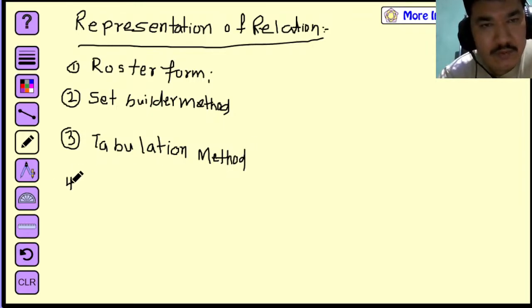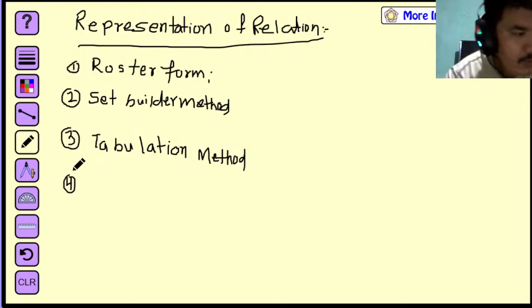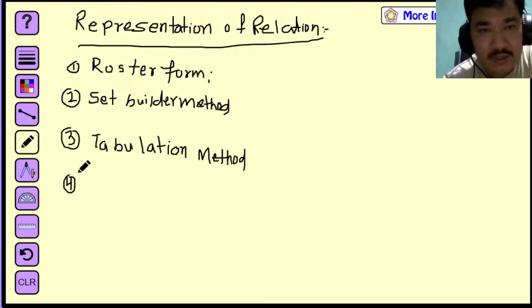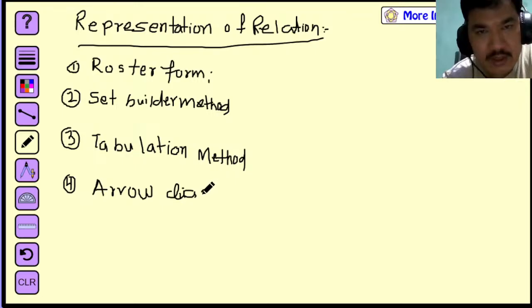And the fourth one is the mapping diagram, which is also known as the arrow diagram. By the arrow diagram also we can show the relation. This is the mapping diagram.